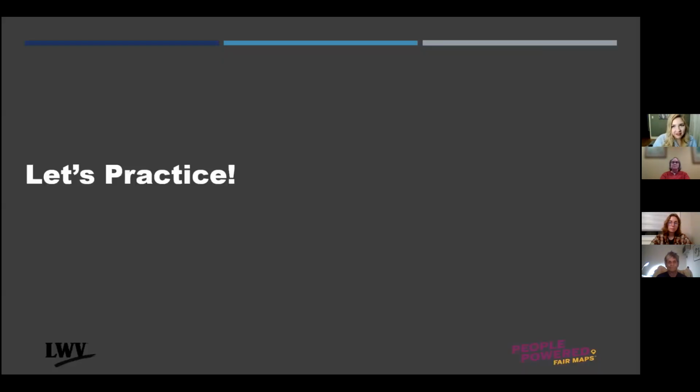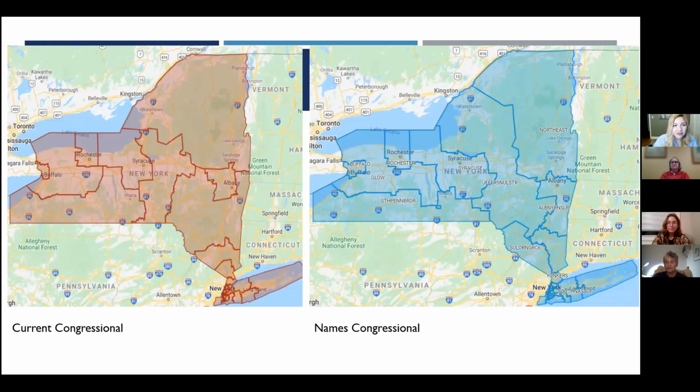So let's practice. And I'm using myself as an example, and we've done this before, and I realize it's a little hard to look at these here, but I hope that if I go nice and slow, it'll be not so hard. So firstly, on the left, current congressional, on the right, names congressional. For this example, I actually use the maps the league uploaded because we shaded our maps. I will link those at the end. So if you prefer a shaded version, you can use our version. If you don't care about the shading, you can use the commission's version. Or you can use both. You can use whatever you want.